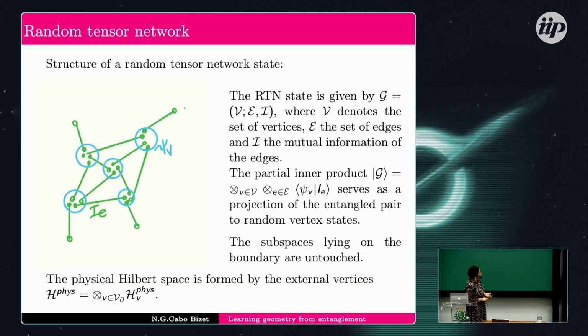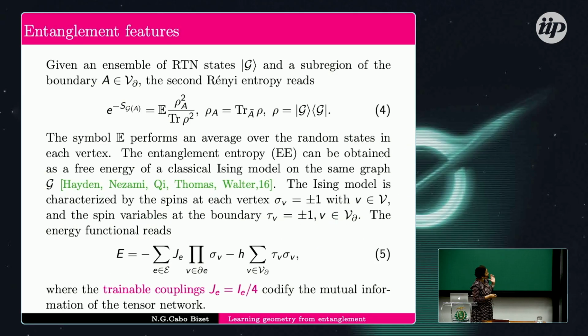And the physical Hilbert space is going to be formed by the external vertices, okay? Because here you are tracing over this information. So now, if you have this random tensor network state, you can take an average over the randomness. And if you consider a subregion of the boundary, the second Renyi entropy you define as the trace of the reduced density matrix squared, divided by the normalization.